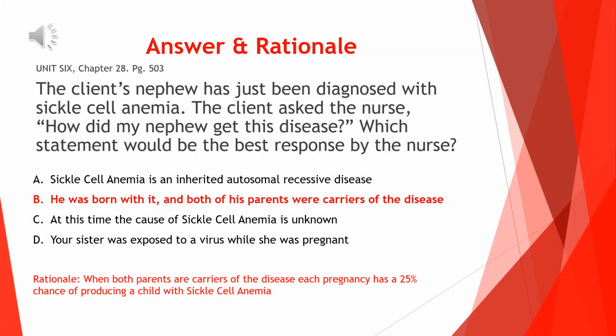The correct answer is B. He was born with it, and both of his parents were carriers of the disease. When both parents are carriers of the disease, each pregnancy has a 25% chance of producing a child with sickle cell anemia.